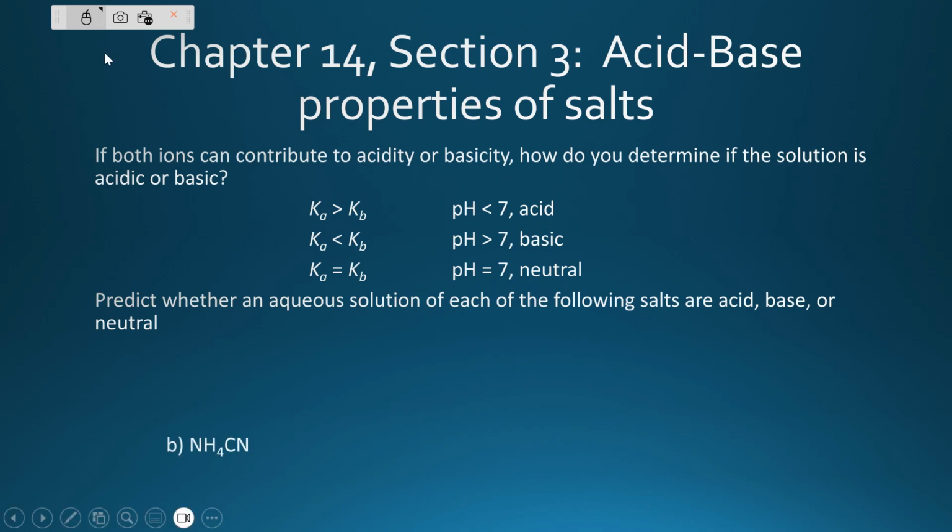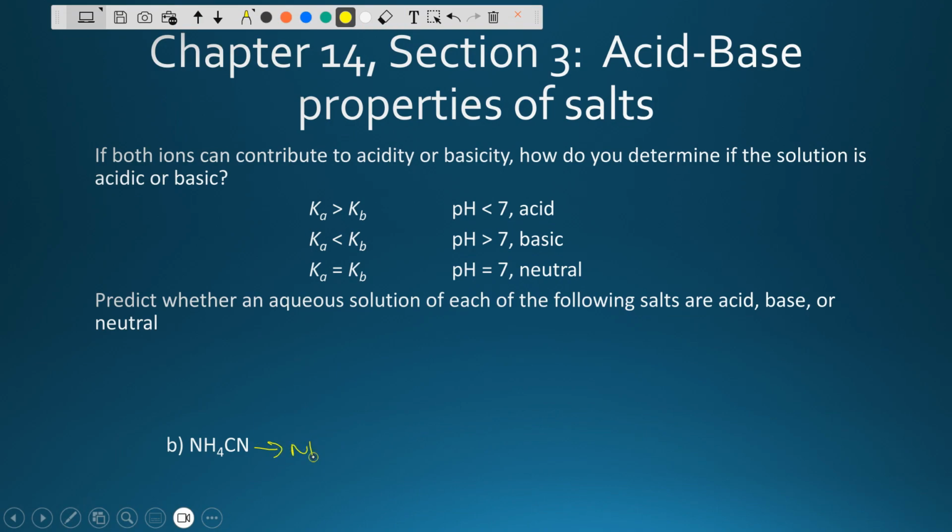We have ammonium cyanide, okay? Ammonium cyanide is going to dissociate into the ammonium ion and the cyanide ion, okay? And so this guy could go donate and this guy would receive. And the question is, when I look this up, remember my ammonium, we just saw that one in action. The Ka was equal to 5.6 times 10 to the negative 10. Now, I want to know my Kb for my cyanide.